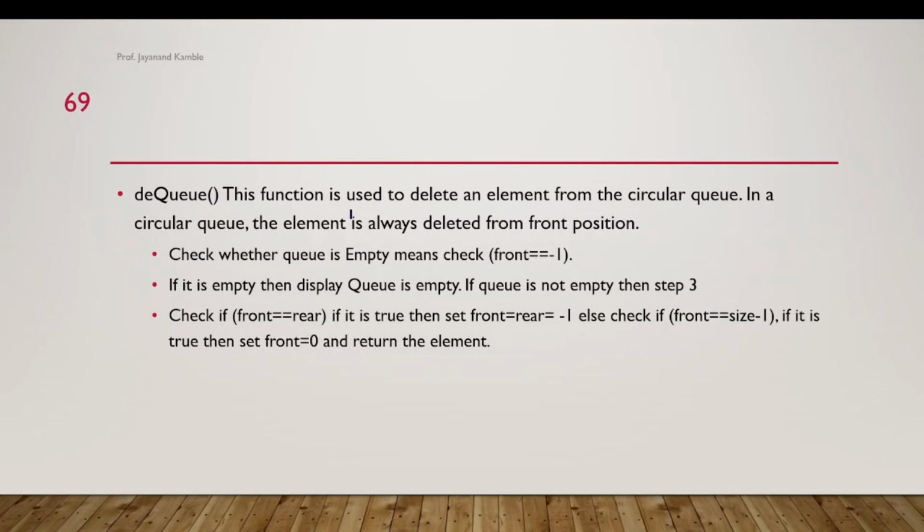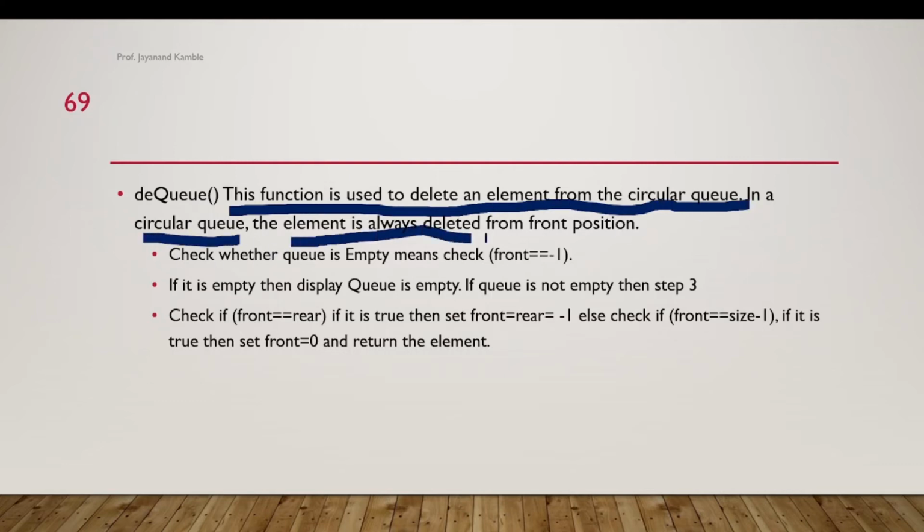Now the DQ operation. This function is used to delete an element from the circular queue. In a circular queue, the element is always deleted from the front position. This is what we have already seen in the normal queue representation and implementation. Elements are deleted from the front of the queue.